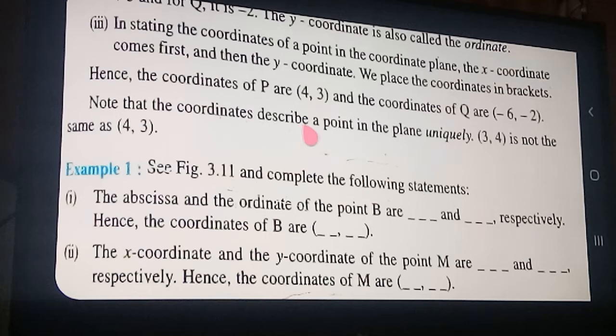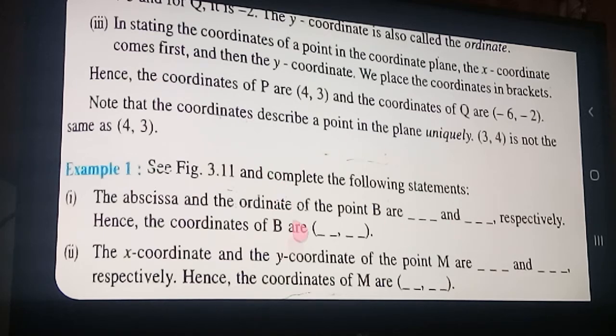The coordinates describe a point in the plane uniquely. (3, 4) is not the same as (4, 3). See here, the ordered pair (3, 4) and the ordered pair (4, 3) are not the same. Why? Here the x-coordinate is 3, and here the x-coordinate is 4. Are 3 and 4 equal? No. Therefore, ordered pair (3, 4) is not equal to ordered pair (4, 3). So here you can see one example is given.